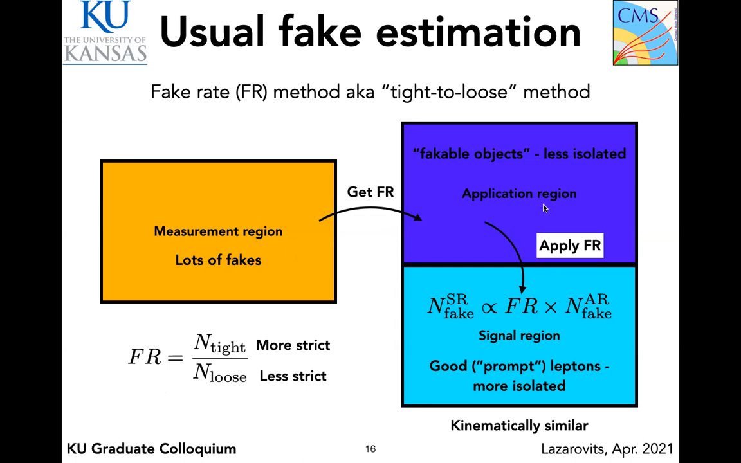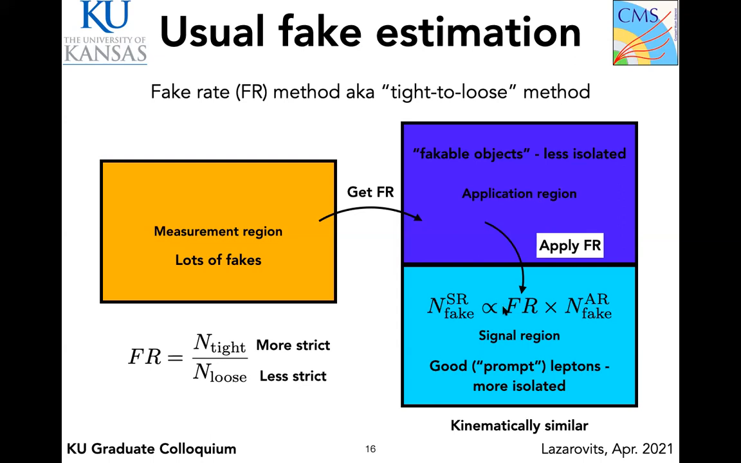And generally, the way we define these fakeable objects is with a quantity called isolation. So if a lepton is less isolated, that just means there's a lot of stuff happening in a certain area around the lepton. It's more likely that it comes from this kind of hadronic decay than if it was very isolated or there wasn't a lot of activity going on around it.